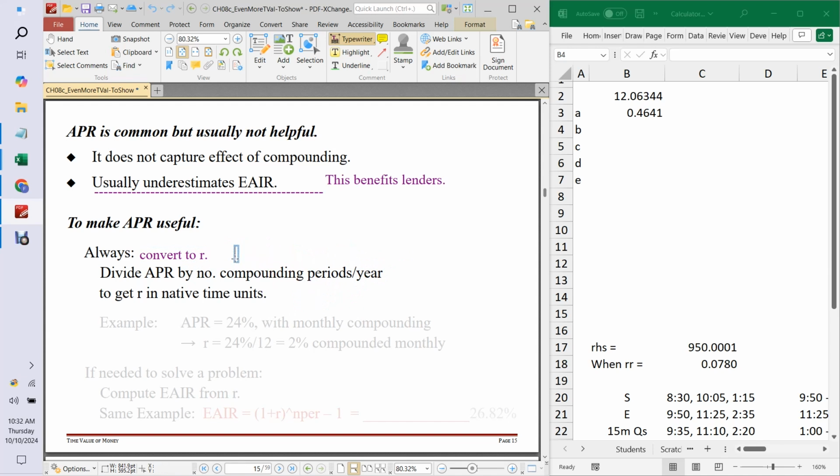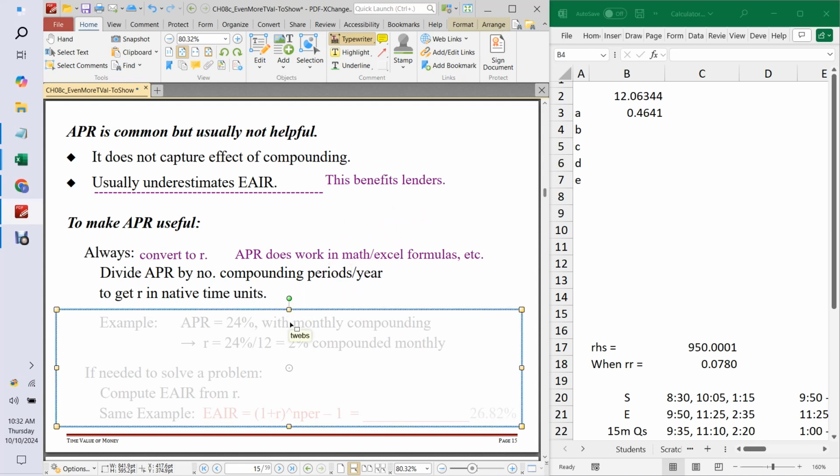And let's write this down. APR does not work in math. Okay, so if you use APR, you're guaranteed to get the wrong answer, okay? Financial calculator, Excel functions, what we're doing here, the original equations, going back to first principles, et cetera. So squash it like a bug.